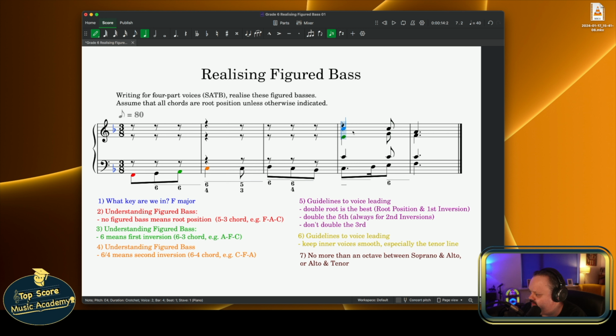And actually I could put the fifth of the chord right there. Also be careful you don't end up with any overlapped or crossed parts. For example, if I was to put, say, a G here in the tenor part, that's higher than the alto part. So you don't want to do that. You don't want to cross your parts or overlap your parts.